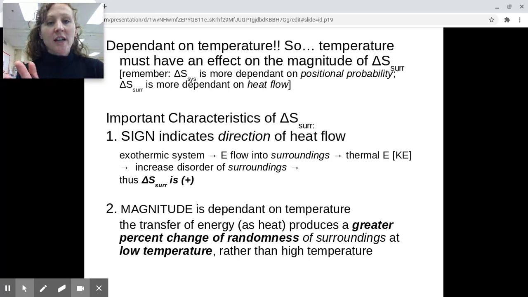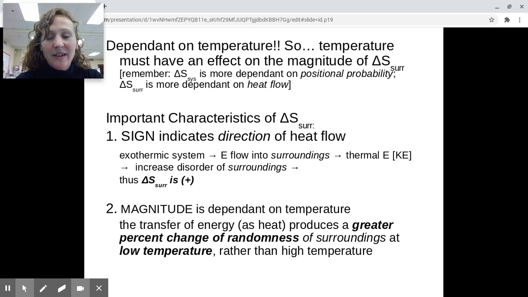Okay, so we already talked about the sign. You must have the sign correct in order for this all to come out correctly, right? So the sign is going to indicate direction of heat flow. For an exothermic system, the sign of entropy of surroundings is positive. For an endothermic system, the sign of entropy of the surroundings is negative. So we have to establish the sign first of all, and then the second is magnitude. Now, it's kind of an interesting concept here that magnitude is temperature dependent.